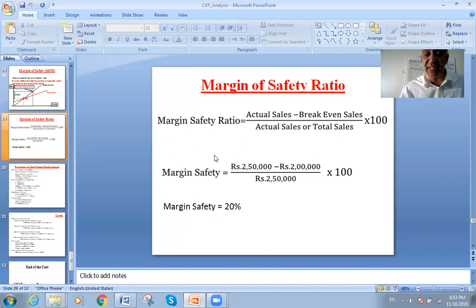Like if I tell you an example, this is an example in front of you here. The actual sales are 250,000, and the break-even sales are 200,000. So what you're going to do is say 250,000 minus 200,000 divided by 250,000 again. All this will be multiplied by 100, which will give you a percentage. So it will be 20%.